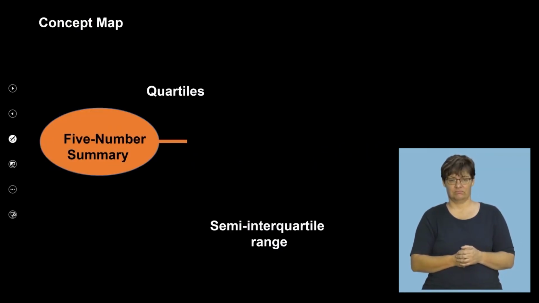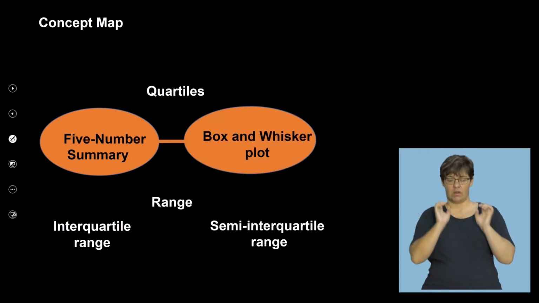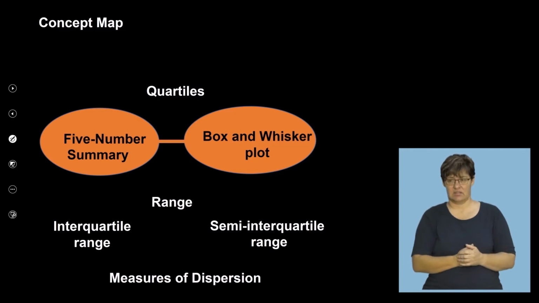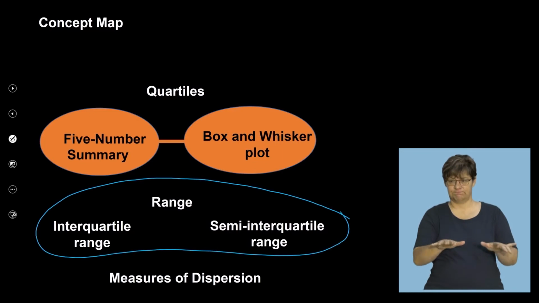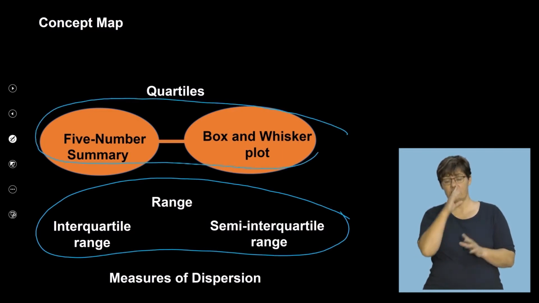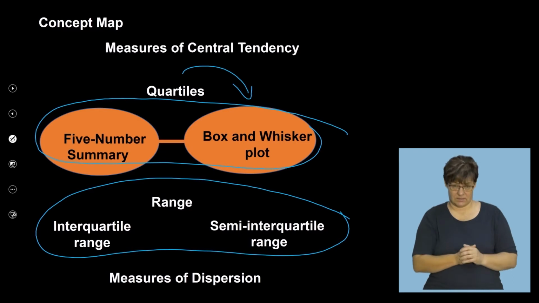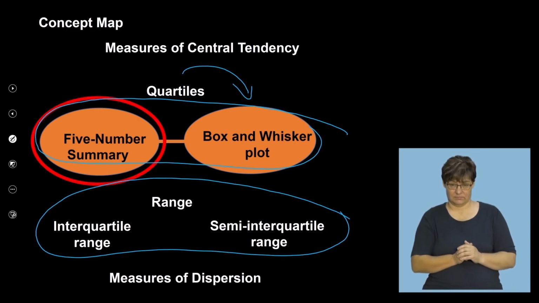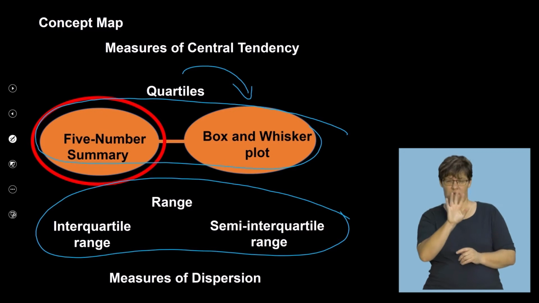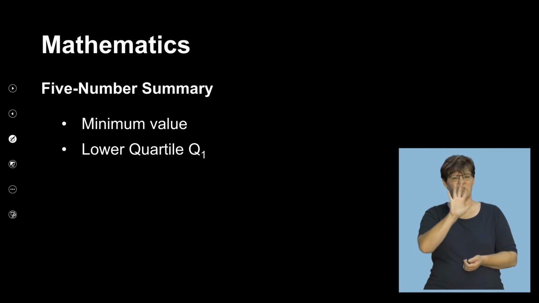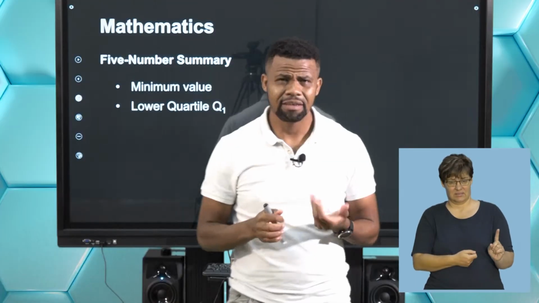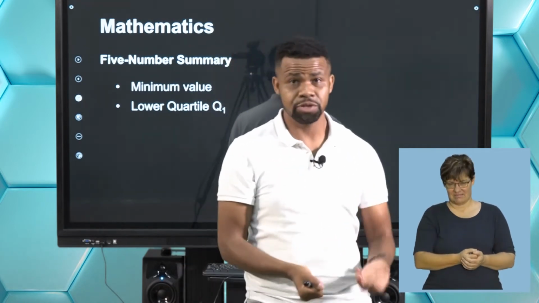So we're going to look at our 5-number summary. We'll look at range, the box and whisker plot, interquartile range, and these are the measures of dispersion. This part focuses mainly on our quartiles. Okay. So now we're going to look at the 5-number summary. What is this 5-number summary? The 5-number summary is just a way of summarizing data using 5 values.